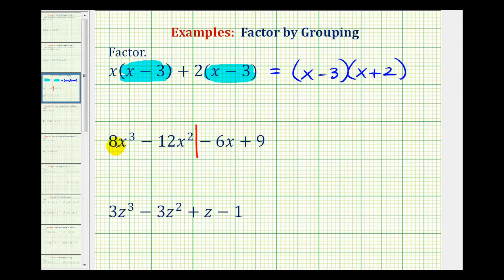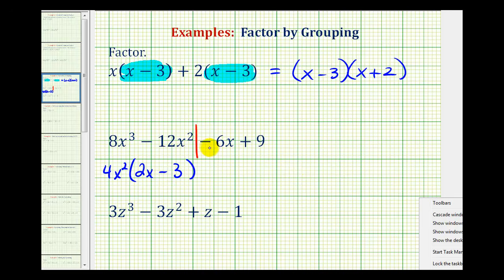So remember, the first step in any factoring problem is to identify the greatest common factor. Well, the greatest common factor of 8x cubed and 12x to the second would be 4x to the second. So we're going to have 4x to the second, and then we'll see what we're going to have left. Well, if we factor out 4x squared from 8x cubed, we're left with 2x. If we factor out 4x squared from 12x to the second, we'd be left with 3.